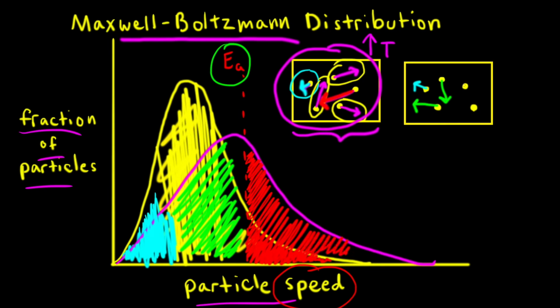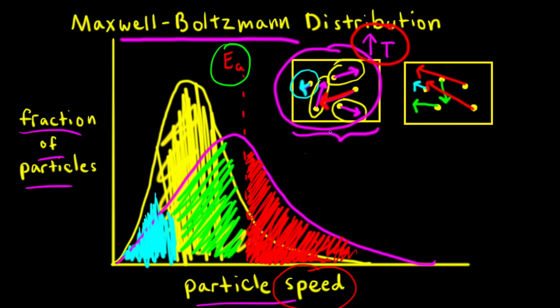So maybe this time we have these two particles here traveling at a faster speed. I'm going to draw these arrows longer to indicate they're traveling at a faster speed. Since they're to the right of this dashed line here, both of these particles have enough kinetic energy to overcome the activation energy for our reaction. So we can see when you increase the temperature, you increase the number of particles that have enough kinetic energy to overcome the activation energy.